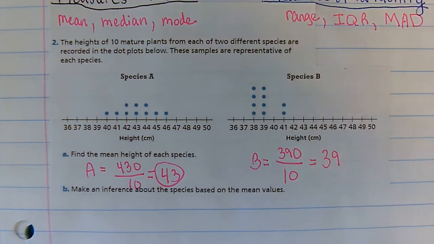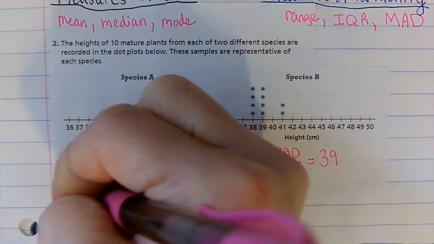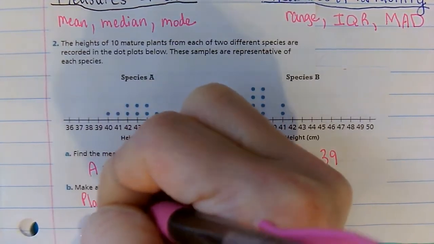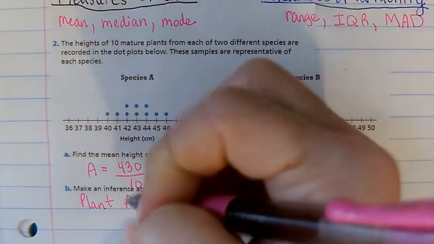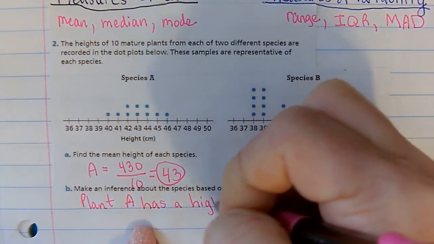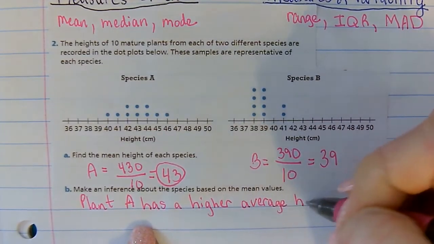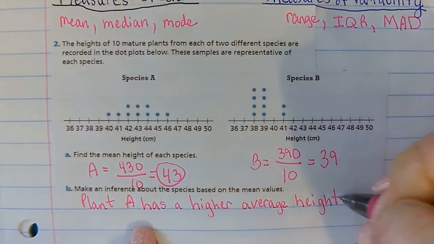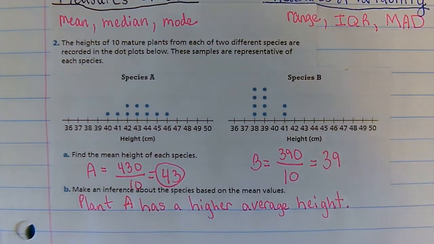Okay? Now let's make an inference about the species based on the mean values. Alright, so part B. Let's say plant A has a higher average height. And that's because 43 centimeters is higher than 39 centimeters.